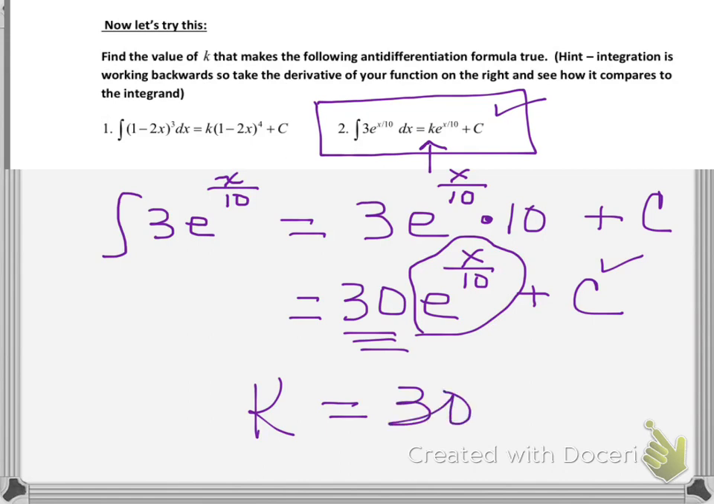So you should be able to do that. I want you to practice it. It will be assessed in this exact format. Let's move on to the next page.